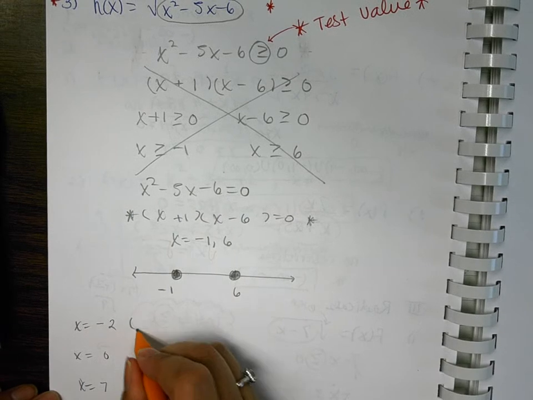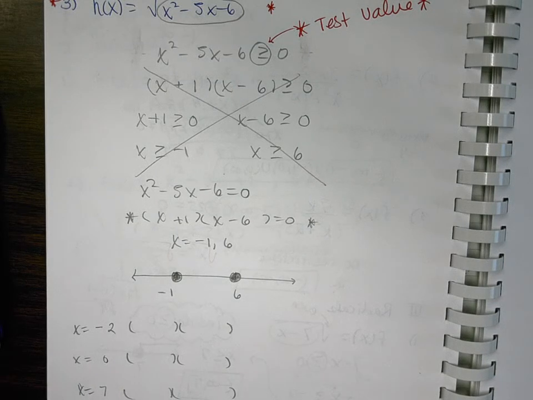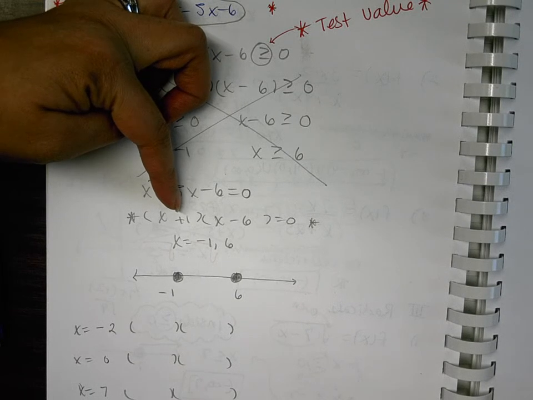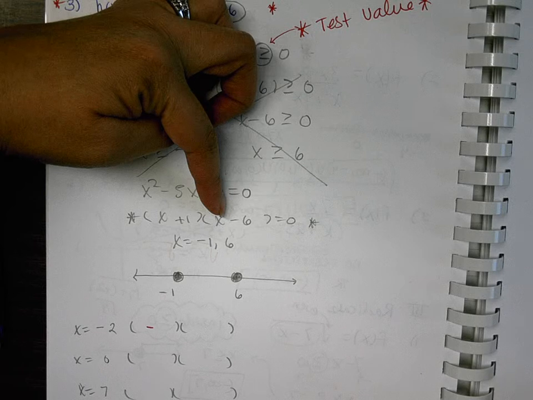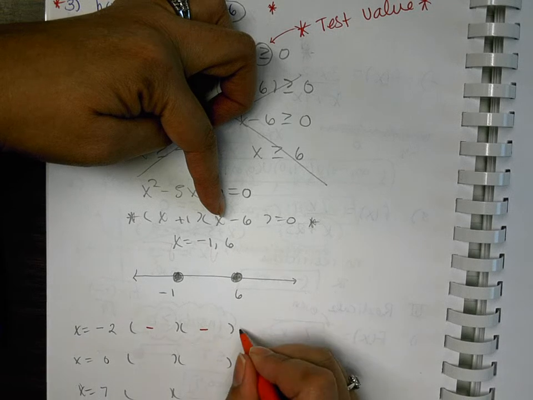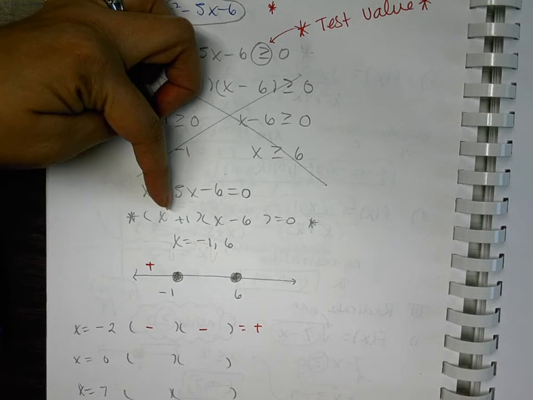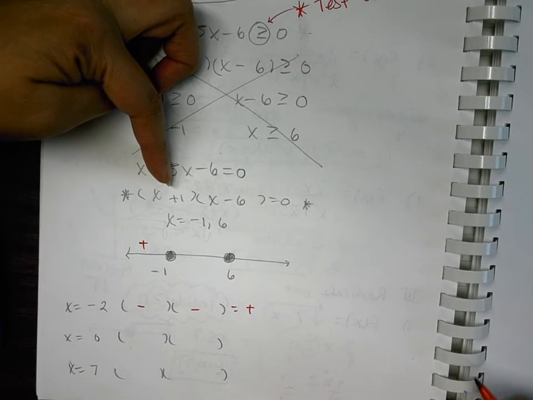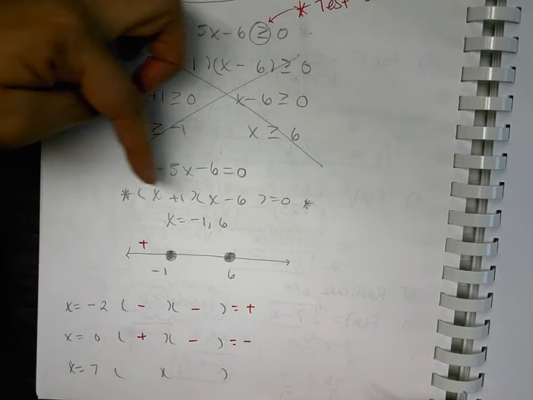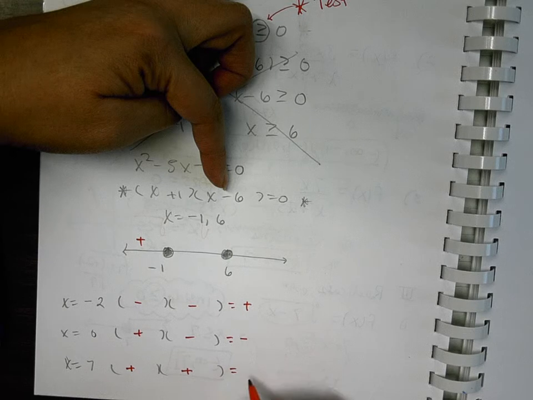Now this is where I decide whether it's positive or negative. So let's plug it in. -2 right here, plus 1. -2 plus 1 is positive or negative? Negative. -2 minus 6, positive or negative? I don't care how much positive or how much negative, just positive or negative. And two negatives make a positive. Next one. Where's 0? 0, I'm plugging in right here again. 0 plus 1? Positive. 0 minus 6? Negative. And a positive times a negative is negative. And then last one, 7. 7 plus 1? 7 minus 6? Two positives make a positive.